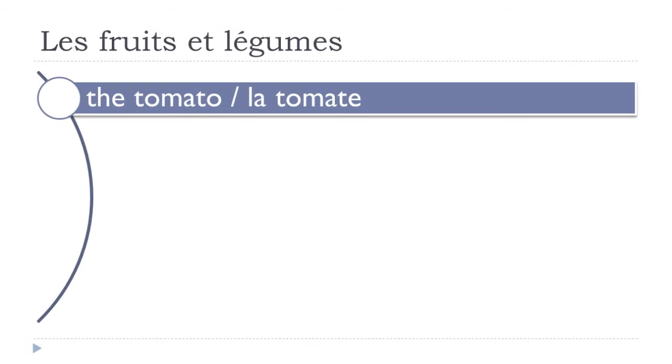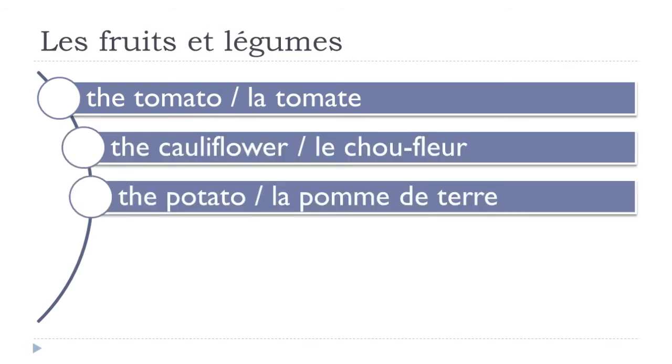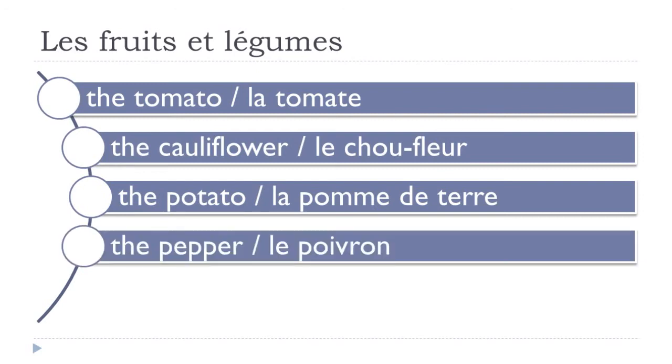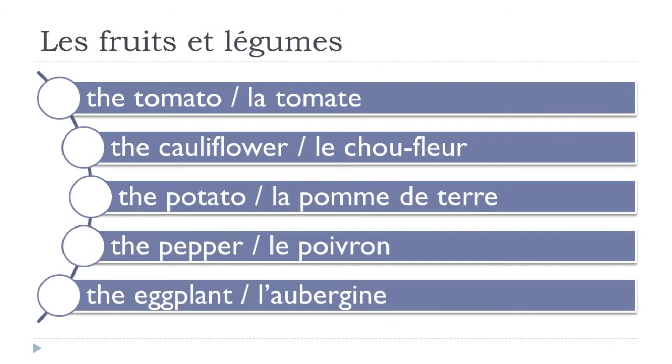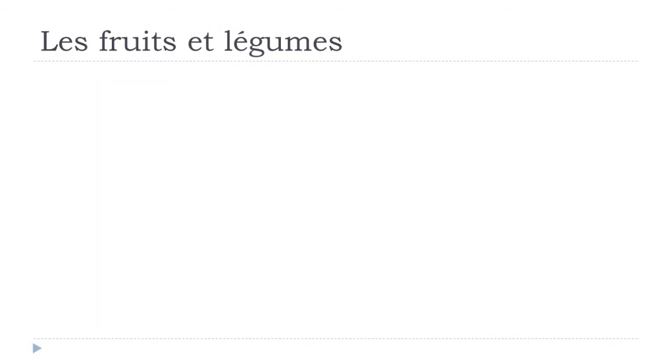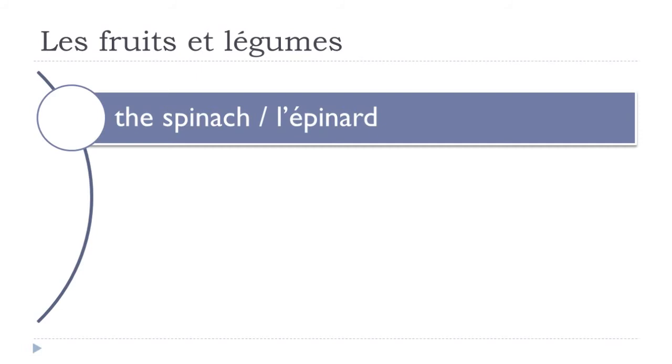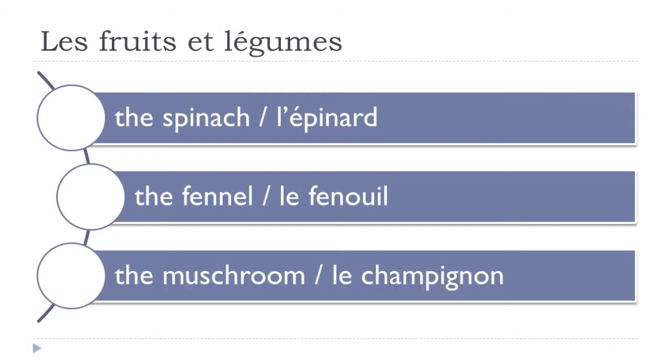La tomate. Le chou-fleur. La pomme de terre. Le poivron. L'aubergine. For your information, aubergine is a feminine word. L'épinard, so it's masculine. Le fenouil. Le champignon.